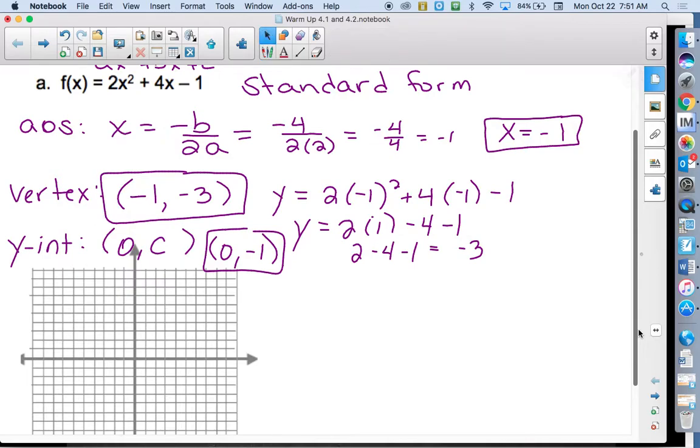We now have all the information we need to make a little sketch of this. So at x equals negative 1, we have our axis of symmetry. At negative 1, we also have a vertex down at negative 3. And then the y-intercept is at (0, -1) on the y-axis. Using symmetry, you can model that same point on the other side of the line. So if I'm 1 to the right, I would also have to be 1 to the left of the line.